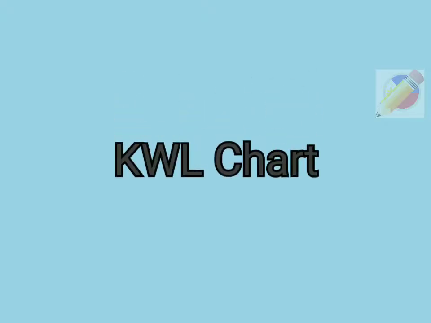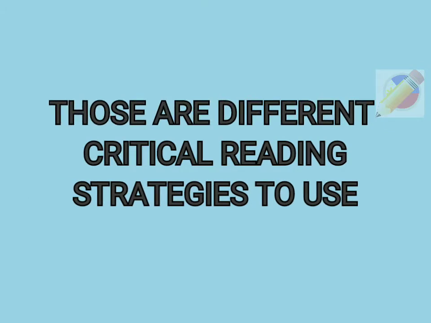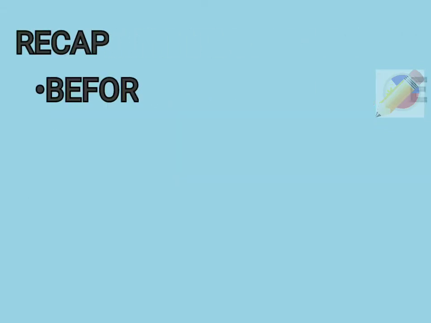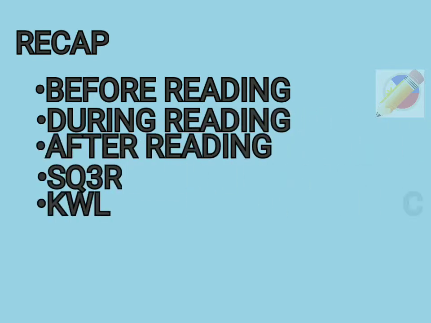The other critical reading strategy to use is the KWL chart. The KWL chart will also guide you in reading and understanding a text. It has three columns, where the first column is what you already know, the second column is what you want to learn, and the third column is what you have learned from the text. Those are the different critical reading strategies to be used. Recap: before reading, during reading, after reading, SQ3R, and KWL chart.